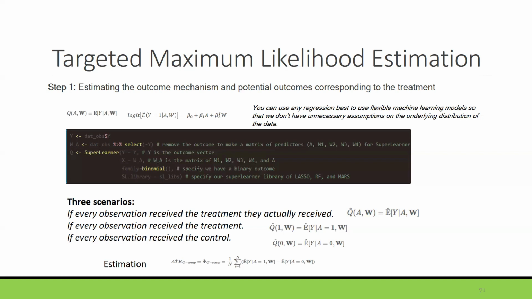But sometimes the second scenario is when every observation received the treatment, that's set to 1. And then you also compute for every observation assigned to control the expected value of Y given they are in the control group, given those covariates, and the expected value of Y given they received the treatment, given the covariates. The average between the two, Q1 and Q0, is called G computation, the average treatment effect of G computation.